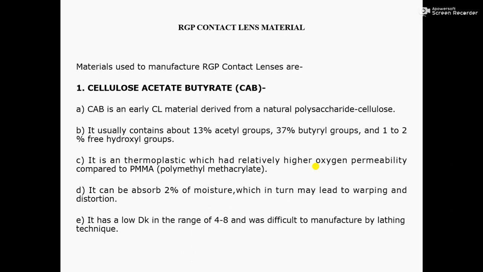Here, cellulose acetate butyrate, the first RGP contact lenses, were made from CAB. CAB has slightly better oxygen permeability than PMMA. It is strong and durable.